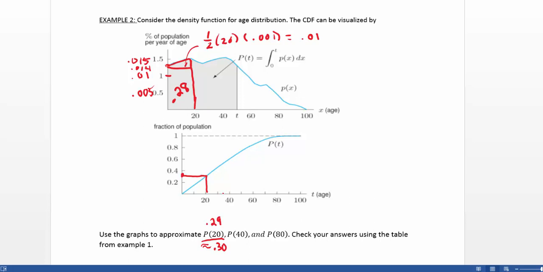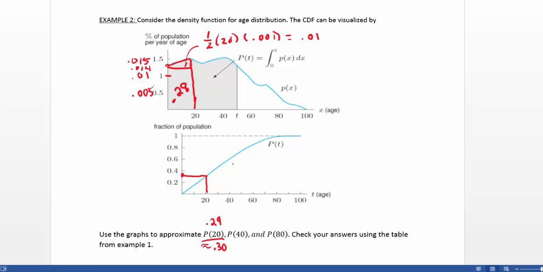So let's see what happens when we try to approximate the fraction of the population that's less than or equal to 40 years old. So because we're accumulating area as we go, we're expecting this to be a higher fraction of the population because this includes all the people who are 20 or less, and now also includes the people between 20 and 40. So we're expecting a higher fraction than our last calculation.